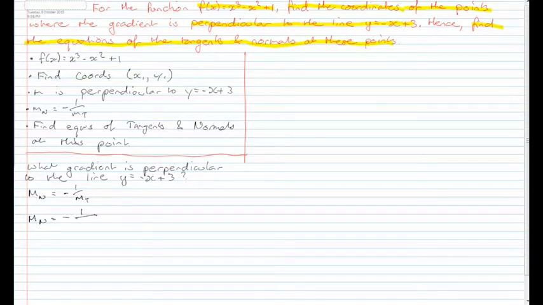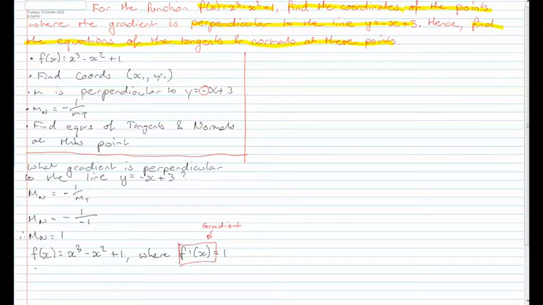Well, the gradient of the tangent happens to be the number out the front of the x, that is here. So the gradient of the tangent is equal to negative 1. Negative 1 divided by negative 1, which is 1. Okay, so now I know what gradient I'm looking for. I can find the gradient of the tangent for f of x equals x cubed minus x squared plus 1, where the gradient is equal to 1. Remember, f dash of x means gradient.